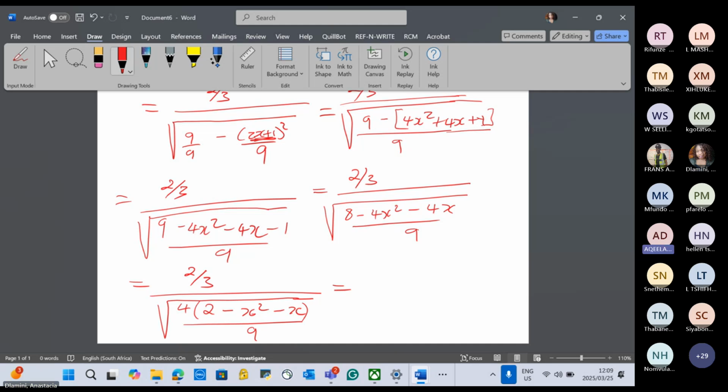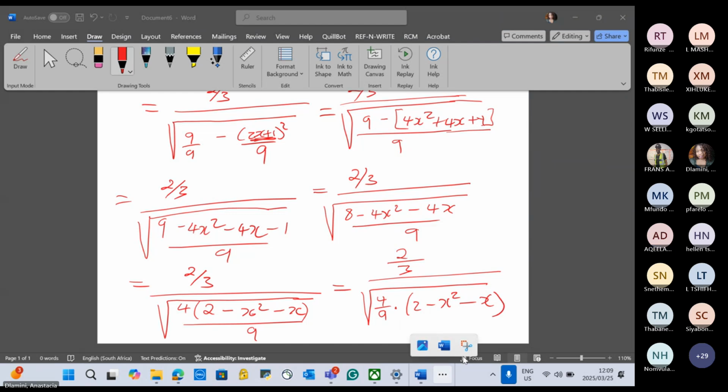Thank you. Look at this. 2 over 3 divided by. Do we agree that this can be written as 4 over 9 times 2 minus x squared minus x? Do we all agree, yes or no? Yes, we agree.